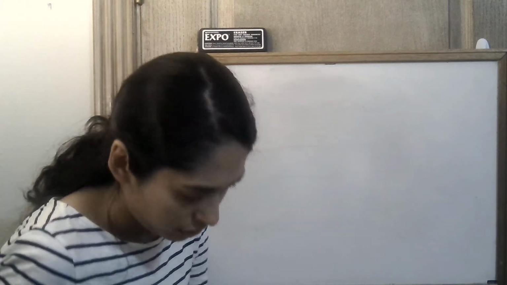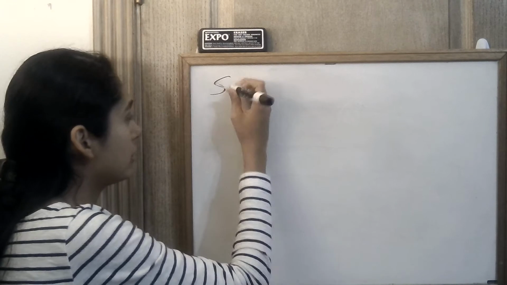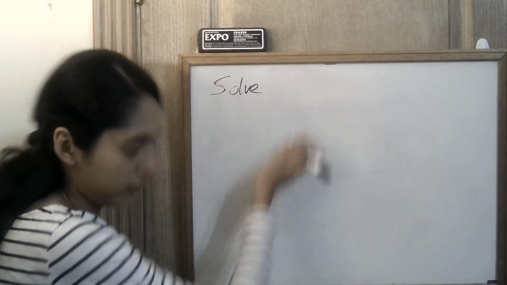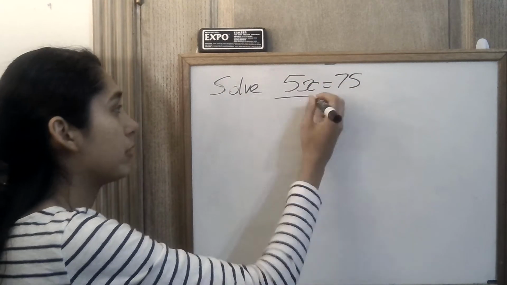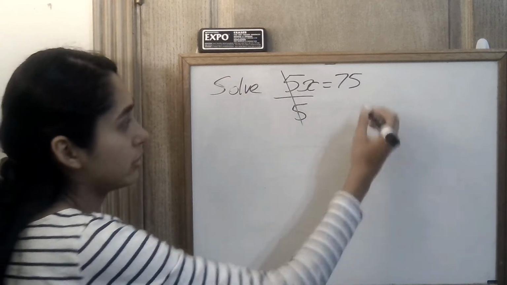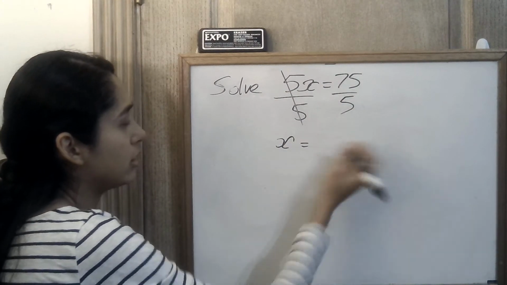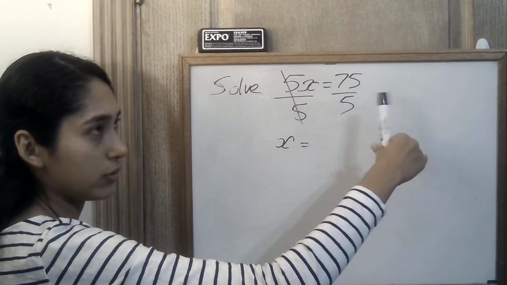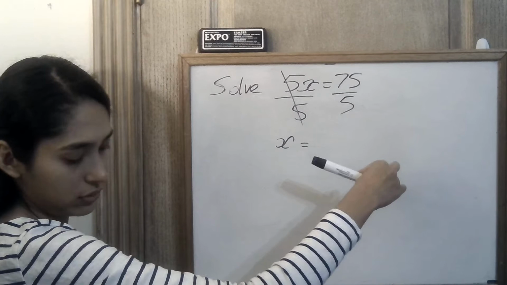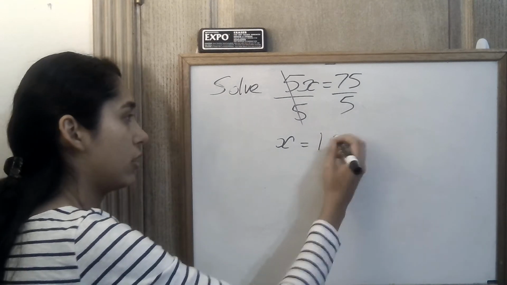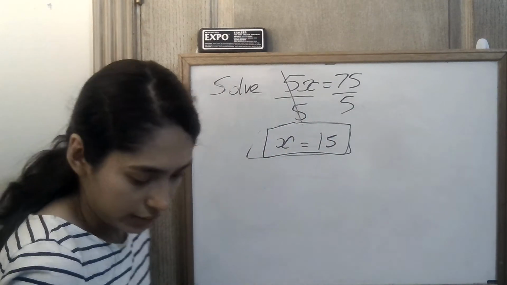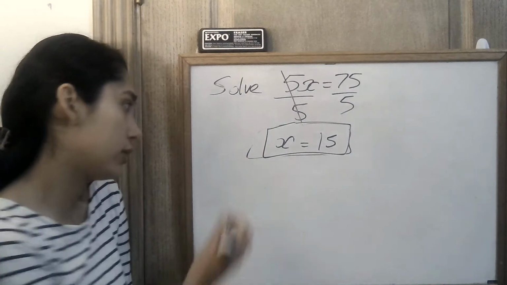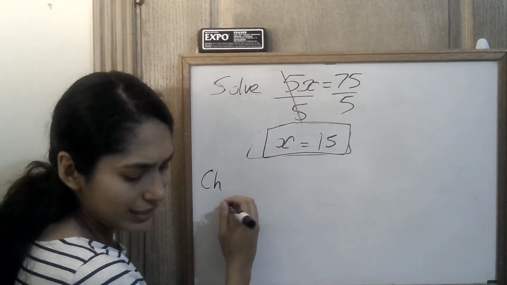Okay, so let's do, solve 5x equal to 75. What do I do? Just divide by 5 on both sides. x is equal to 15. Okay, so we want to check. I just realized I didn't check in the last one.